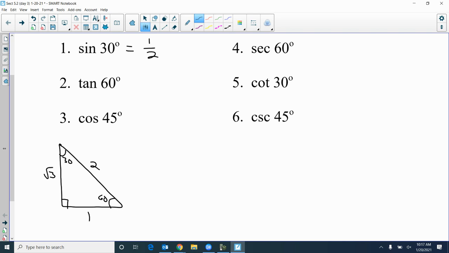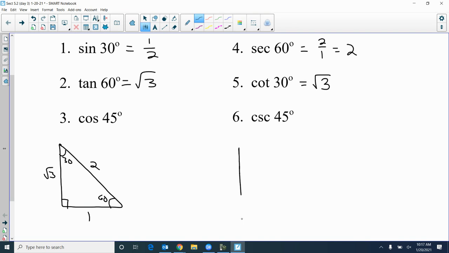Tangent of 60 degrees, opposite over adjacent, is square root of 3 over 1. Secant of 60 degrees is hypotenuse over adjacent, so it's 2 over 1, which is just 2. Cotangent of 30, adjacent over opposite, is square root of 3 over 1.